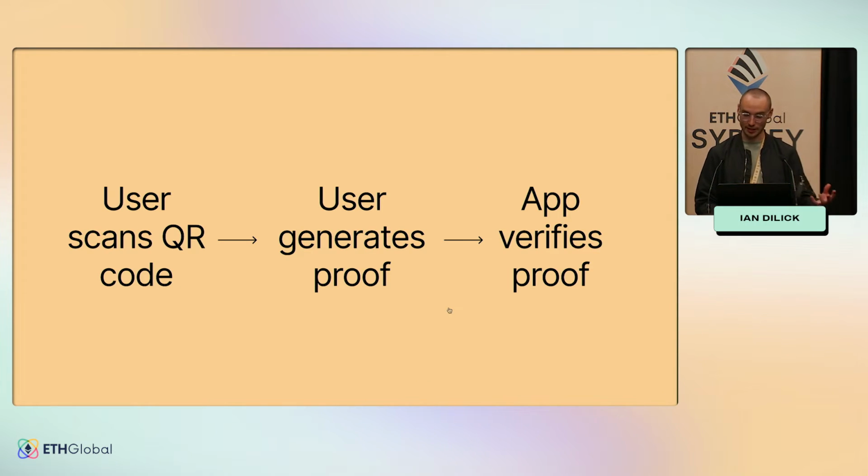The user will scan a QR code from their phone. On their mobile device that holds their World ID, they will generate that zero-knowledge proof for your application. That zero-knowledge proof gets returned back to your app, and then your app will verify that proof either with our developer portal for cloud verifications or with our smart contracts on-chain.